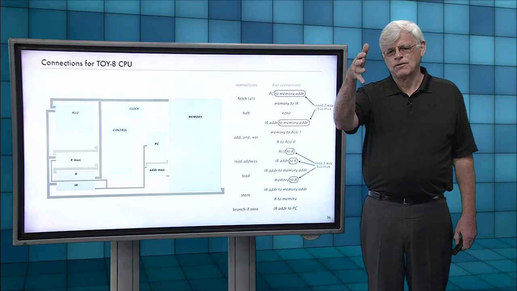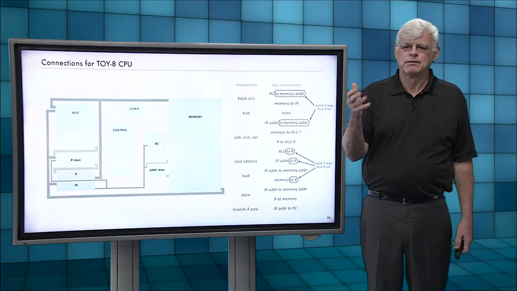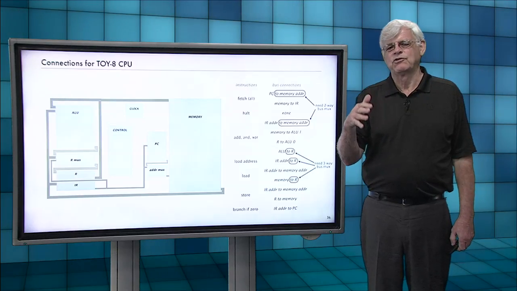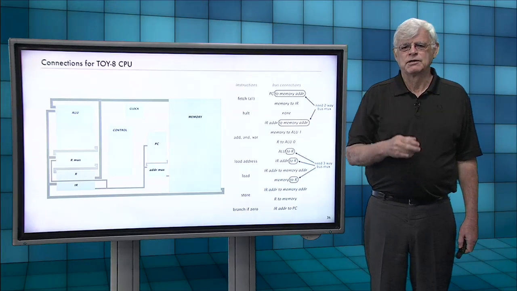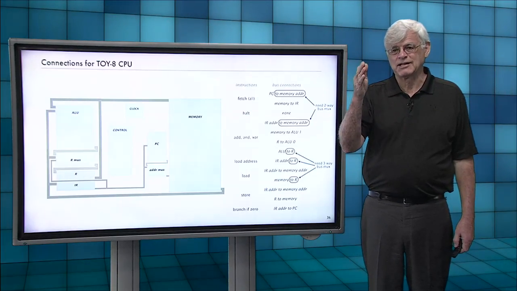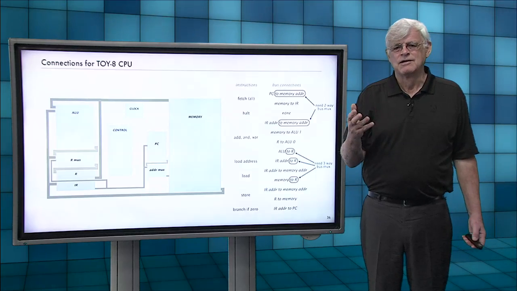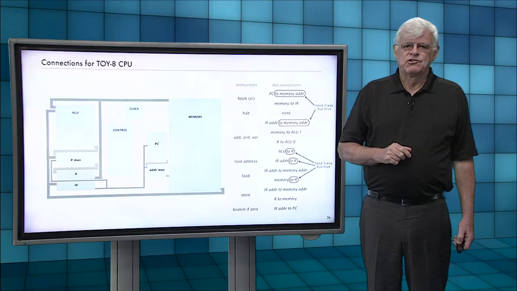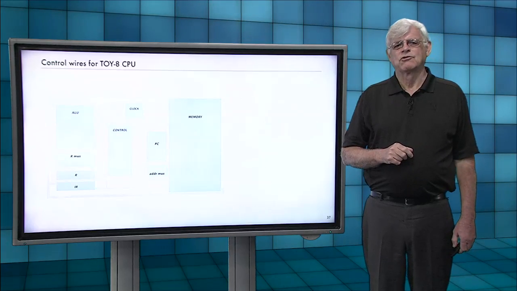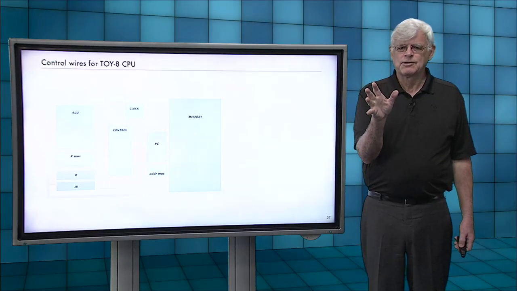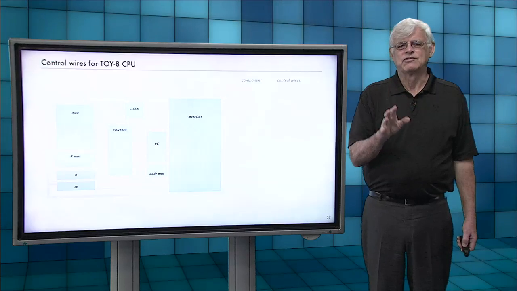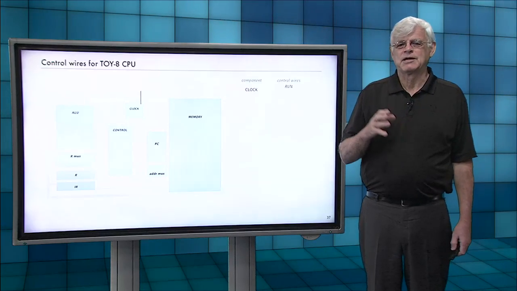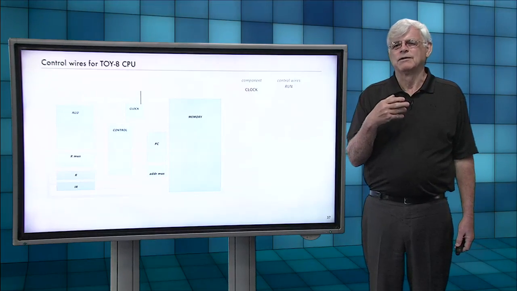Different instructions call for different connections, and when we have multiple inputs to a component, we have to include a MUX. And just by systematically considering each of these, we can see what we need. That's the first part of the job. The second part of the job is the control wires. Well, we've already talked about control wires for each one of these components. This is by component, so we just need to enumerate them.